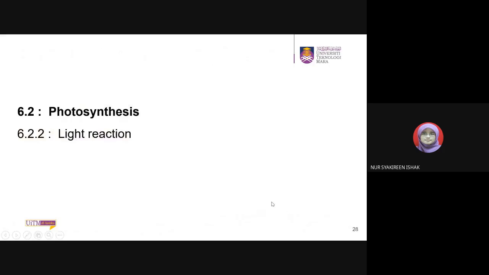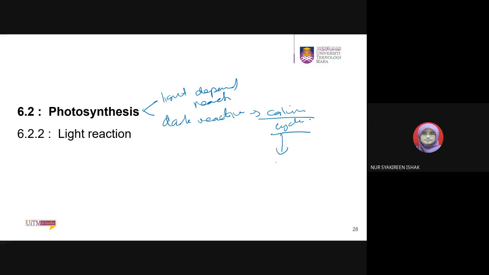Okay, so photosynthesis kita nak tengok kat sini. It basically has two stages. Okay, the light dependent reaction and also the dark reaction. Dark reaction is also known as the Calvin cycle. Okay, Calvin cycle ni juga dikenali sebagai C3 pathway. Okay, light dependent reaction, location dia dekat thylakoid.